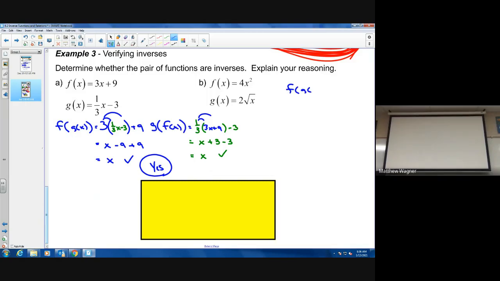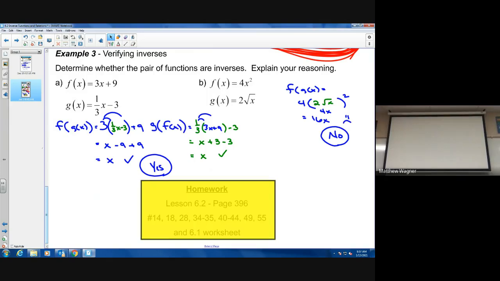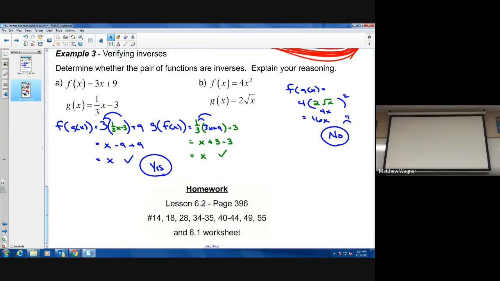Okay. So we'll do f of g. So we have 4x squared. So I'm going to take 2 root x, plug it in. I wind up with 16, right? Because that's going to be 4x. So I wind up with 16x. Do I even need to check the other one? No, because that was not x, right? So again, today, lots of verifying inverses, should go pretty quickly as far as things go.